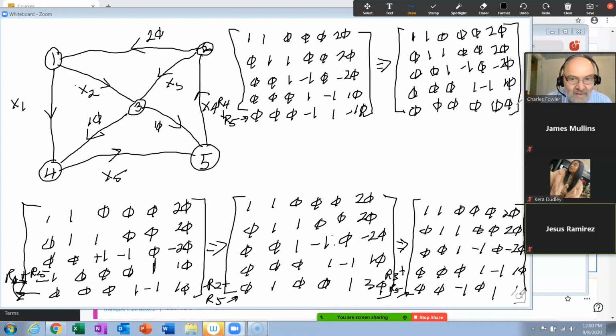They're in reduced row echelon form. Well, I'm in row echelon form, but we do wind up with a row of zeros at the bottom. Now that means something. It means we have an infinite number of solutions. So we have to start figuring out what those are.